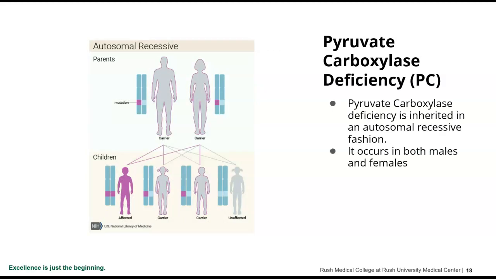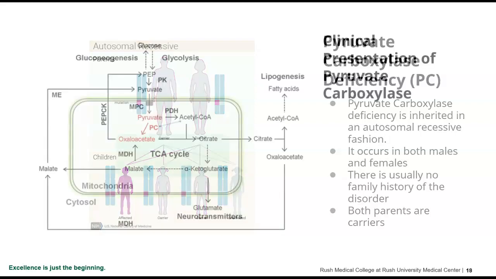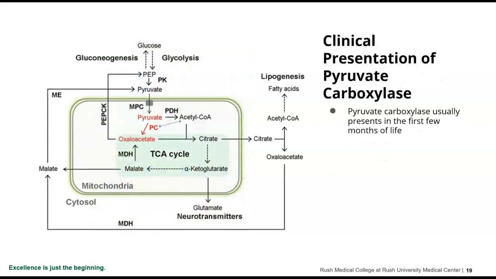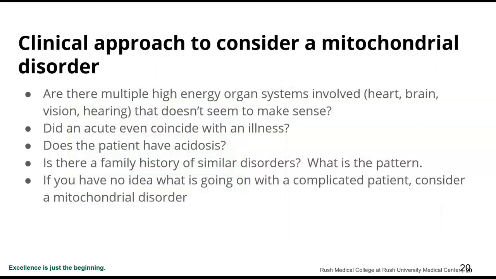Pyruvate carboxylase, on the other hand, is a nuclear gene inherited in a recessive fashion. It's seen in both males and females, and usually there's no history of the disorder. Both parents are carriers, though, if you have an affected child. Clinical presentation is usually in the first few months of life. It affects the ability for pyruvate to be converted to acetyl-CoA. As a result, you have elevated pyruvate that then can get converted to lactate. And so failure to thrive, developmental delay, recurrent seizures, and metabolic acidosis due to this lactic acidosis because of the pyruvate being converted to lactic acid. And please refer to biochemistry because, again, they're way better than me at explaining that.